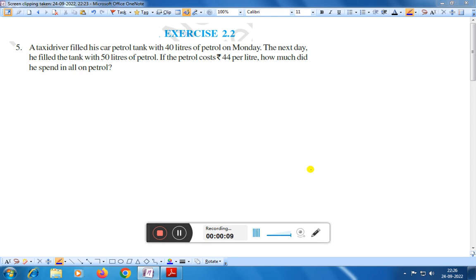A taxi driver filled his car petrol tank with 40 liters of petrol on Monday. The next day he filled the tank with 50 liters of petrol. If the petrol cost rupees 44 per liter, how much did he spend in all on petrol? Now the solution will be like this.